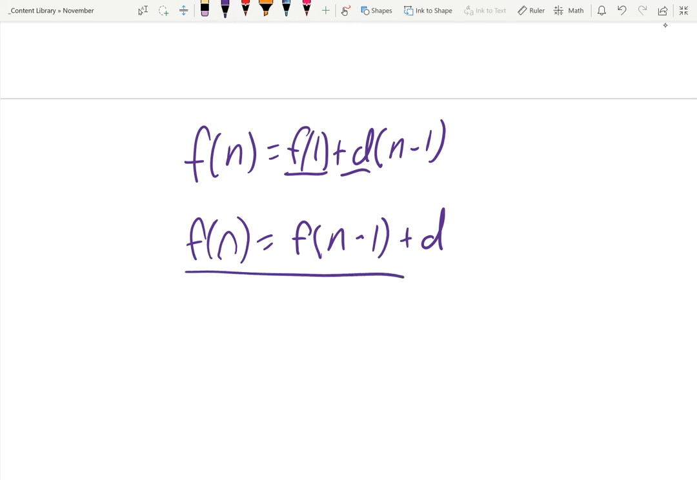Don't do anything different here. Okay, your recursive rule always starts this way: f of n equals f of n minus 1, and then plus whatever the common difference is. So this is the only thing you're going to have to change. All right, that was just a quick recap. Keep those things in mind, and good luck on tomorrow's test.